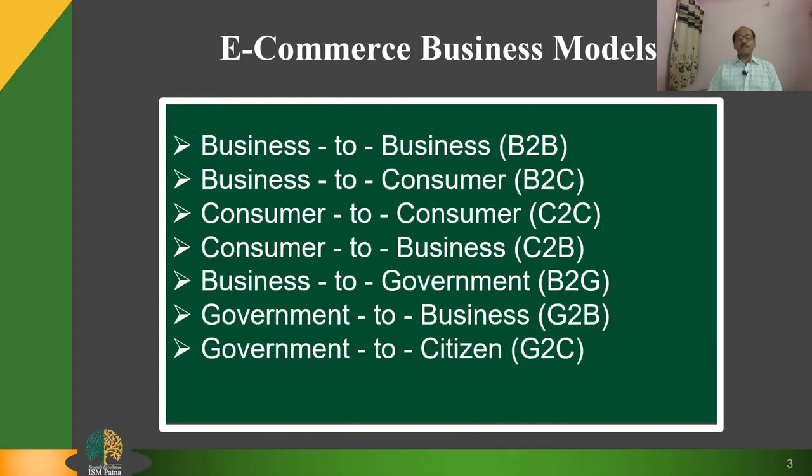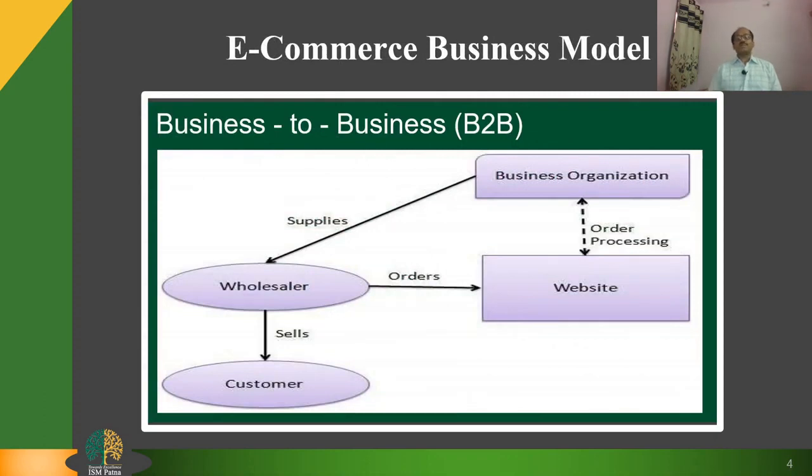Now, next is business models. There are various business models under e-commerce. So, e-commerce or electronic commerce business can be categorized in the following categories. On screen, you are seeing there are 7 business models: B2B, B2C, C2C, C2B, B2G, G2B and G2C. Now, we discuss each one by one. Business to business, in short, which we call B2B.